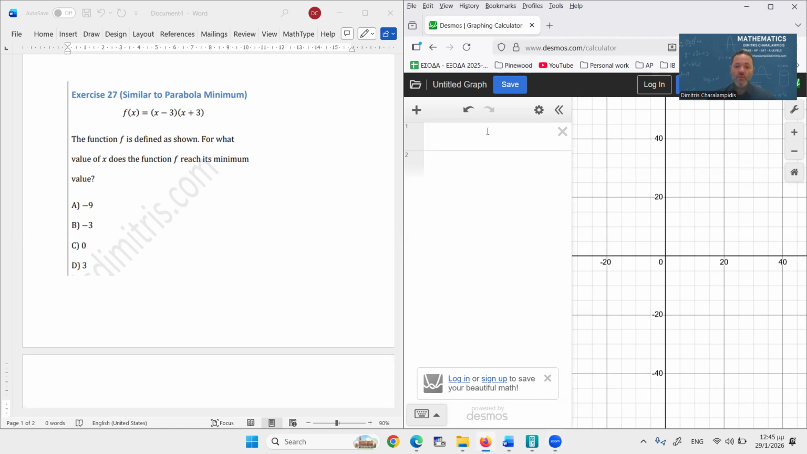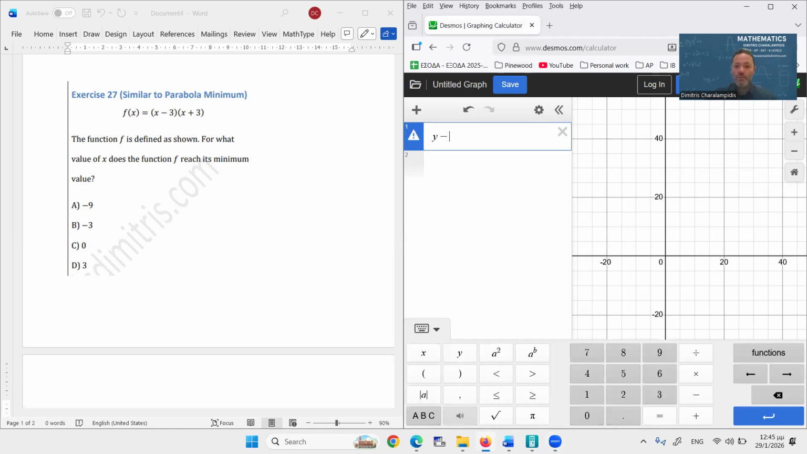I will simply go and plot this graph, x minus 3 multiplied by x plus 3. There it is. It's a parabola. It was expected to be a parabola because it's basically the difference of squares, and that makes it x squared minus 9. And now we need to find the minimum.